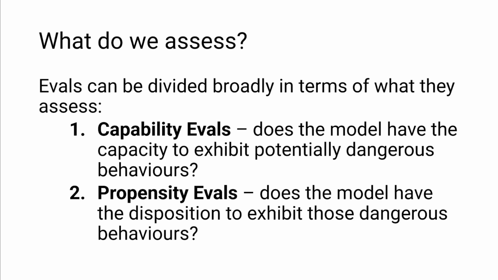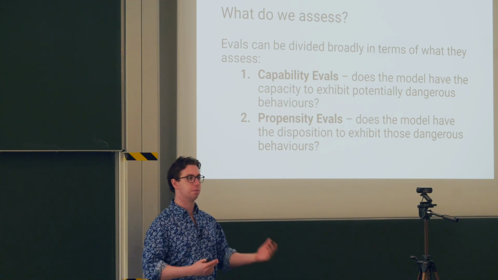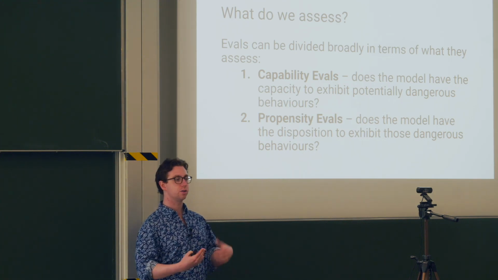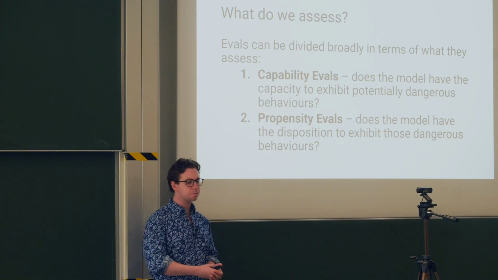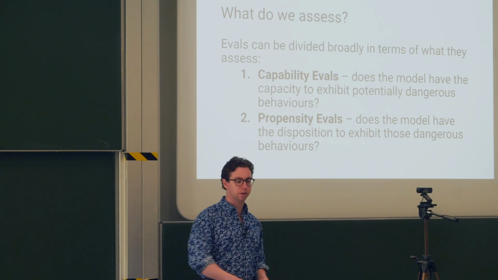So a capability eval is asking the question of whether the model has the capacity, so whether it is able to, if it has the requisite skills and knowledge, to exhibit some potentially dangerous behavior that we're interested in. So some target behavior that we want to know whether the model qualifies as being good enough at that target behavior to pose a threat. And a capability eval is just trying to look at whether the model has that knowledge.